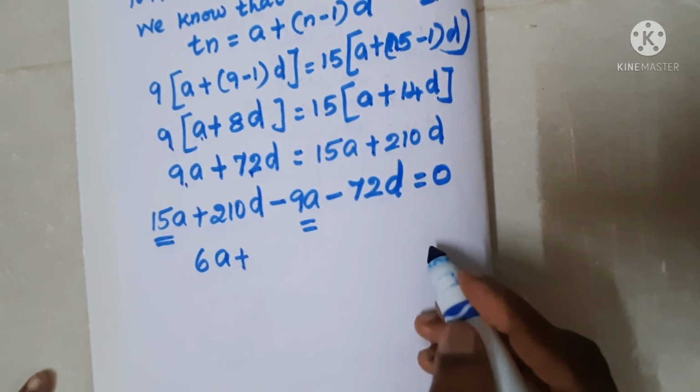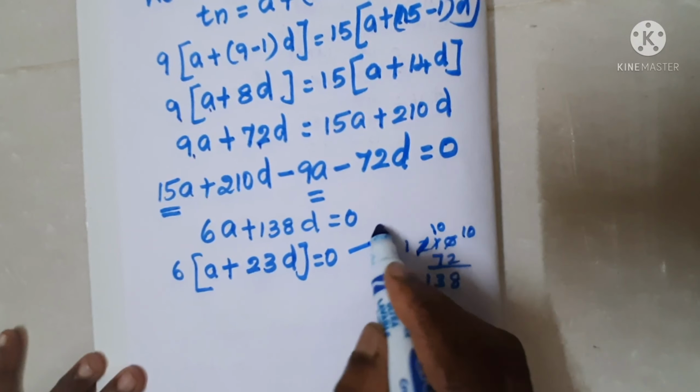Now 6 is common for this. So if I take 6 outside, then 6a divided by 6 is a, plus 138 divided by 6, you will get 23d, equal to 0. Okay, so you take this as equation 1.